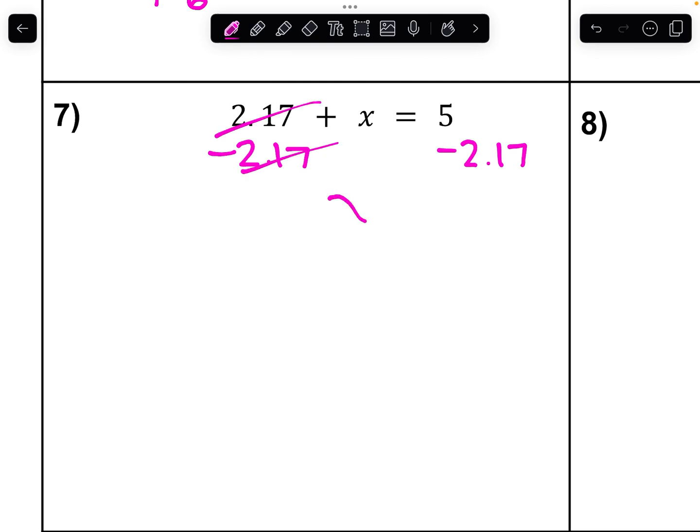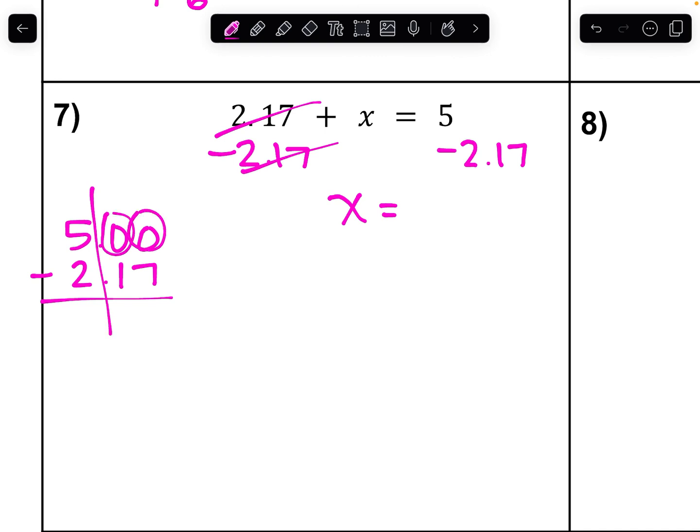They cancel, leaving us with x. 5 is really 5.0 minus 2.17, and we know to multiply or to add and subtract by lining up the decimals. That means I can add another 0 here, and I already had 1 0 that I added, so that I keep my columns lined up. Borrow from the 5, it becomes a 4. This becomes a 10. Subtract, and you get a 9. Give it to the 0, so that's 10. 10 take away 7 is 3.